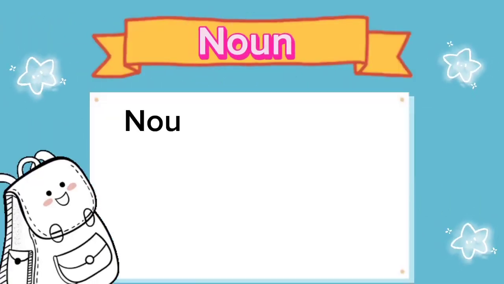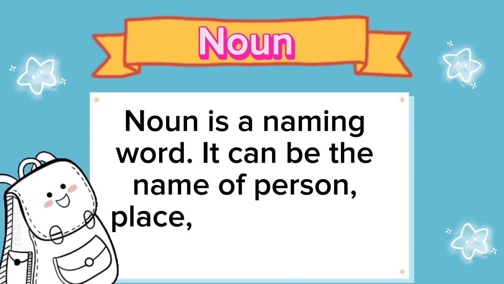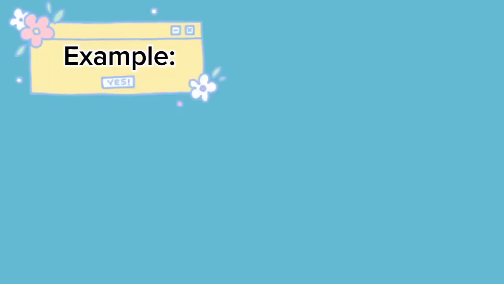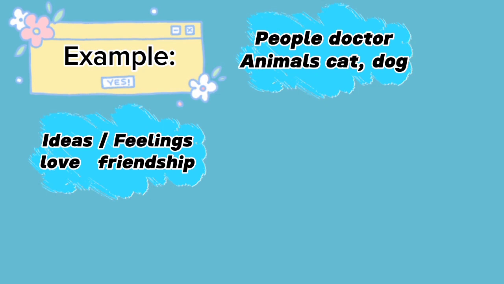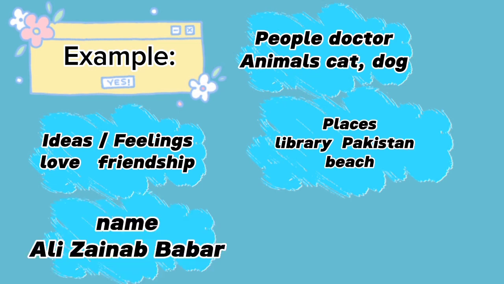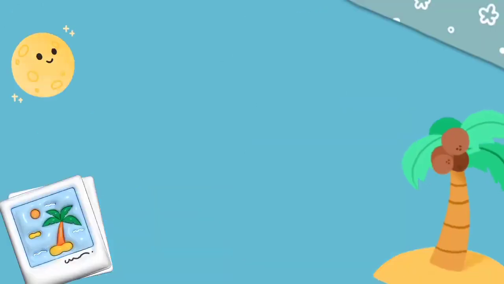Noun. Noun is a naming word. It can be the name of a person, place, thing, animal, or idea. Example: ideas, feelings, love, friendship. People: doctor. Animals: cat, dog. Places: library, Pakistan, beach. Names: Ali, Zainab, Babar. Things: book, house, flower.